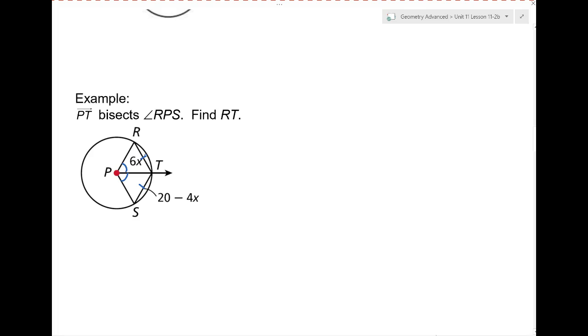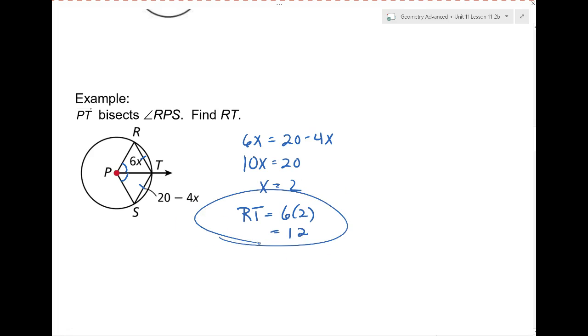So that's the cool part about that now. I'm just applying our theorem. So we get 6x is equal to 20 minus 4x. Add the 4x over, what do we get? 10x equals 20. x is equal to 2. Find the length of segment RT. We need to plug and chug. Did you guys get 12? All right, so RT is going to be length of 12.